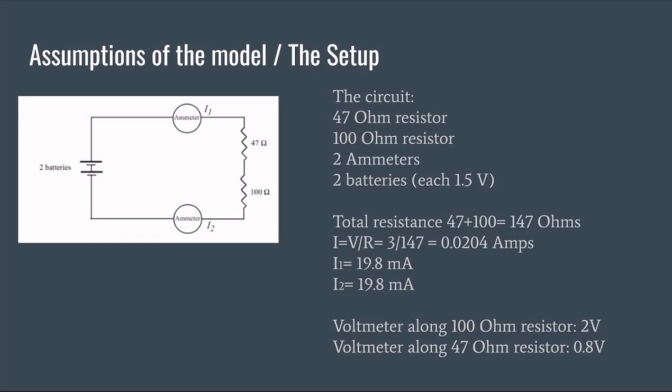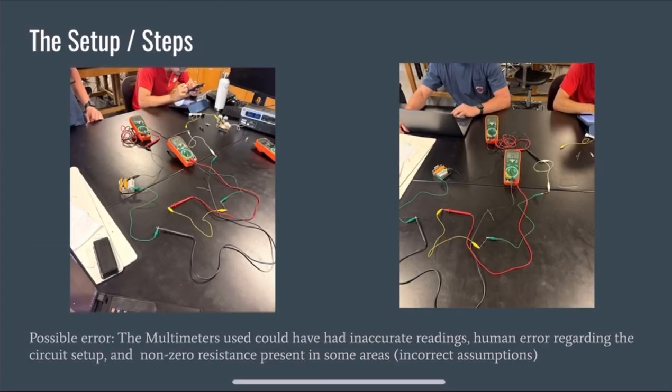And so the diagram to the left pretty much shows the setup that we were using. And so the total resistance was 147 ohms. The current was 0.0204 amps. And then the current, current 1 and current 2, we got to be 19.8 milliamps when measured. And so the voltmeter along the 100 ohm resistor was 2 volts, and then the voltmeter along the 47 ohm resistor was 0.8. And so that got us 2.8 volts as our potential difference.